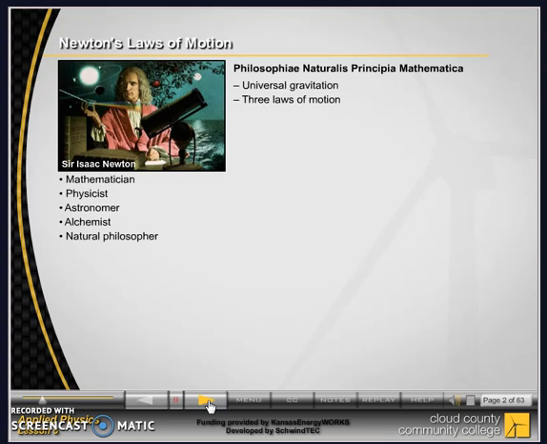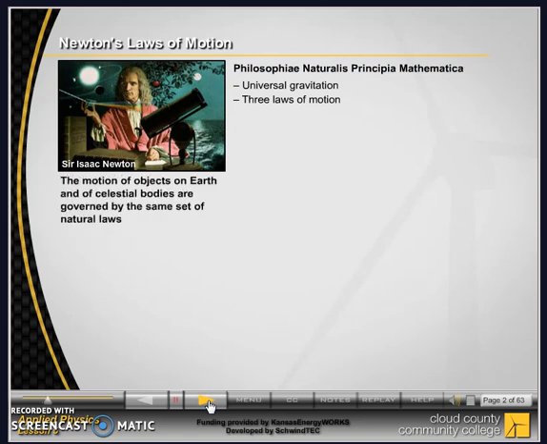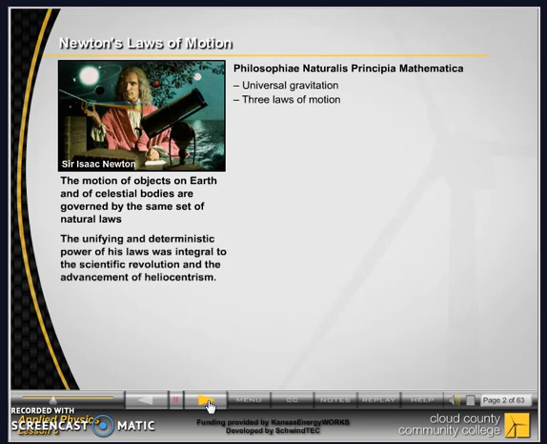By deriving Kepler's laws of planetary motion from this system, he was the first to show that the motion of objects on Earth and of celestial bodies are governed by the same set of natural laws. This was integral to the scientific revolution and the advancement of heliocentrism.